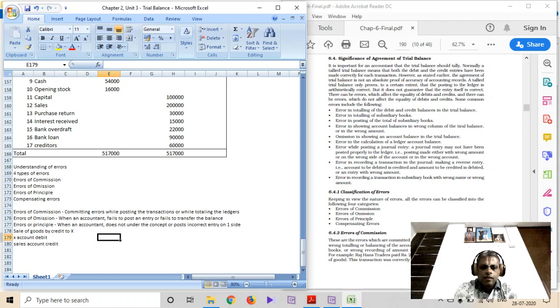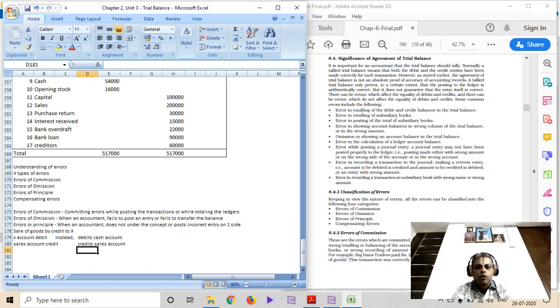But when the accountant, instead of debiting X account, debits cash account and credits sales account, in this case it is an error in principle. Your cash book will show cash that has not actually come in. Because you are selling on credit, your debtors balance should increase. Because cash is debited, it will show an excess cash in the books where we will not have the actual cash. So these are all errors in principle.